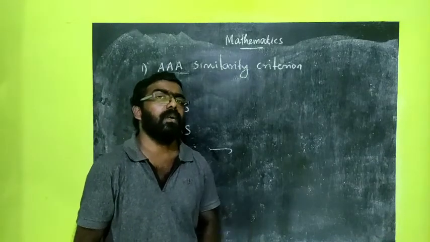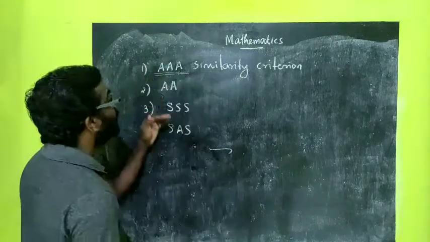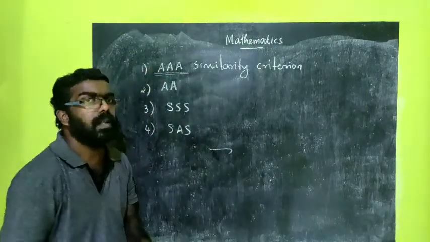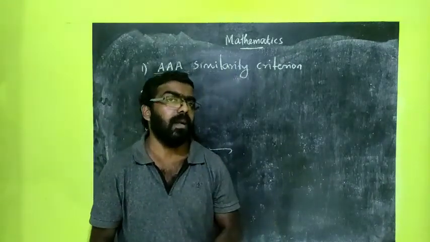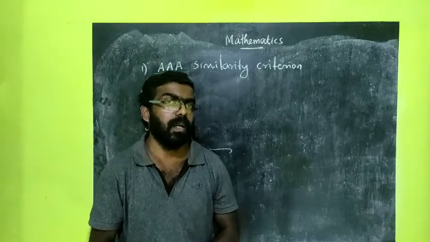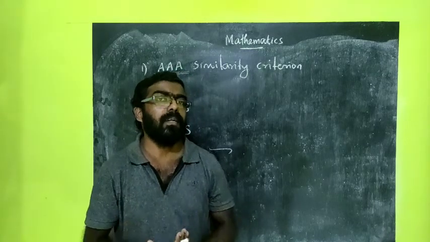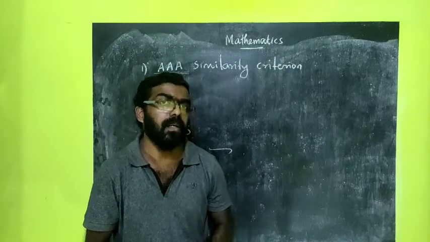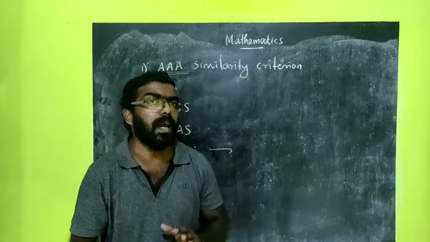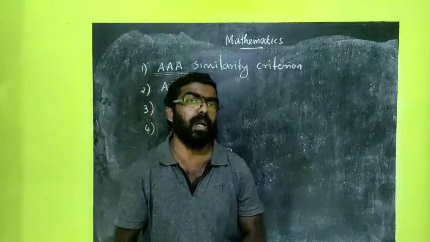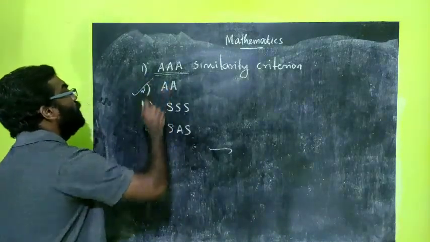Okay, and the second one is AA similarity criterion. AA means angle, angle. Second one is the particular case of the first one. If the two angles are equal, then automatically the third angle will be equal by the angle sum property of a triangle. We know the sum of angles of a triangle is how much? 180 degree. So if two angles are equal, then automatically the third angle will be equal and hence the triangles are similar. That is what is called AA similarity criterion. So this is the most commonly used criterion.